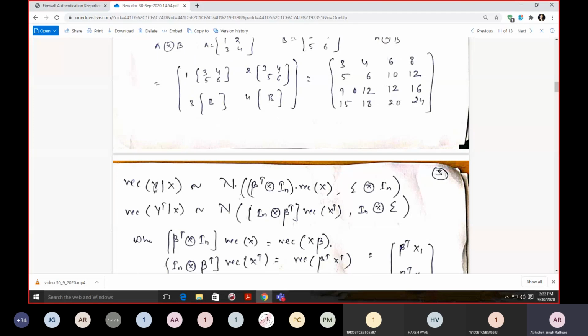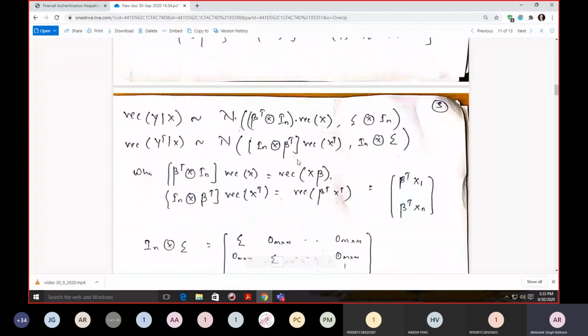So this vector y given x follows a normal distribution with mean. So what is the mean? This is x beta. When we are computing this x beta, we'll get the value like beta transpose Kronecker product In into vector of x. So this is my mean, and this is just a representation. When we are going to solve this, we'll get this type of values. And again, the variance is sigma into, so this is my covariance matrix, sigma into your In.